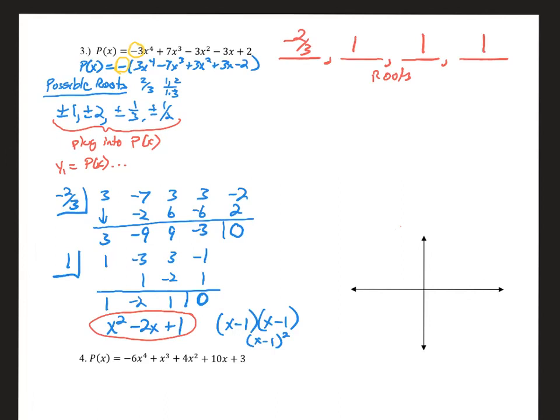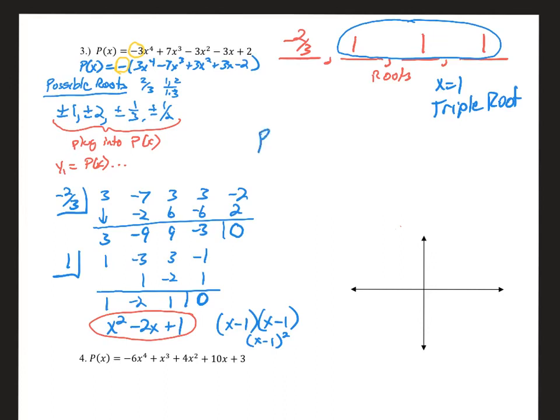All right, now something special has happened. Since x equals 1 is a root that occurs 3 times, we call x equals 1 a triple root. If it happens twice, we would call it a double root. So there it is. Those are our 4 roots: negative 2/3, and then 1, which we would count as a triple root.